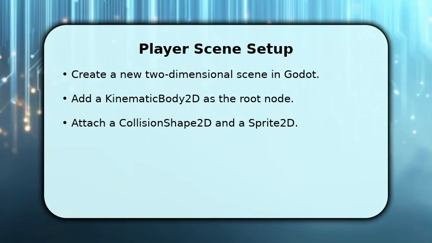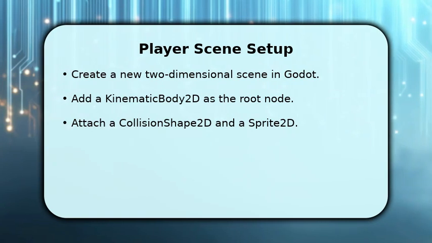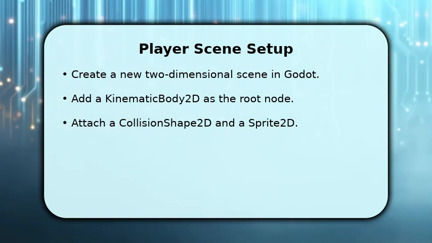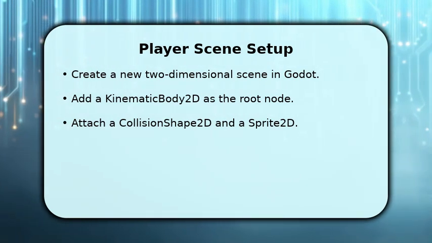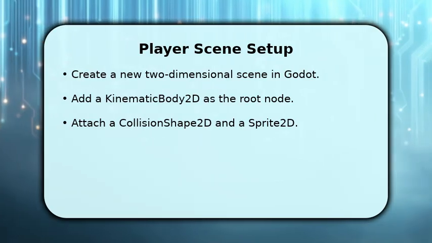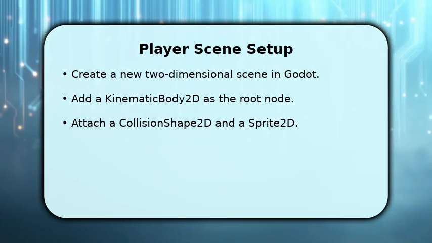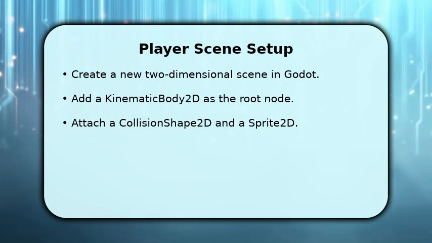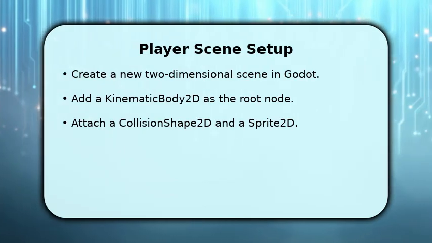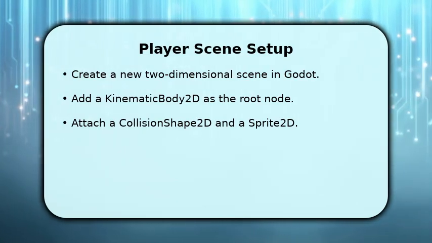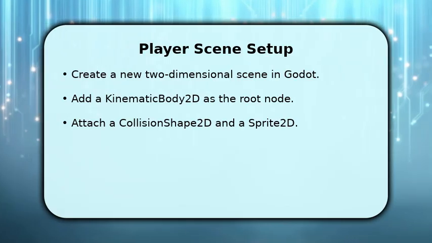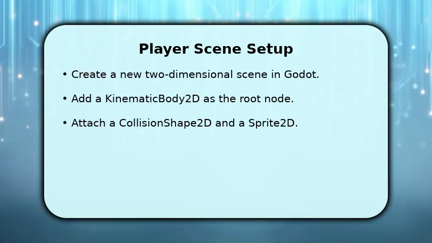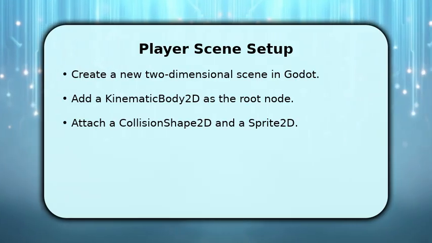To begin, create a new two-dimensional scene in Godot. The very first step is to add a kinematic body 2D node, which will serve as the foundation for our player character. Next, ensure you attach both a collision shape 2D and a sprite 2D as children to the kinematic body 2D. The collision shape 2D defines the player's physical boundaries, while the sprite 2D provides its visual representation. Remember to name your root node player for easy identification.